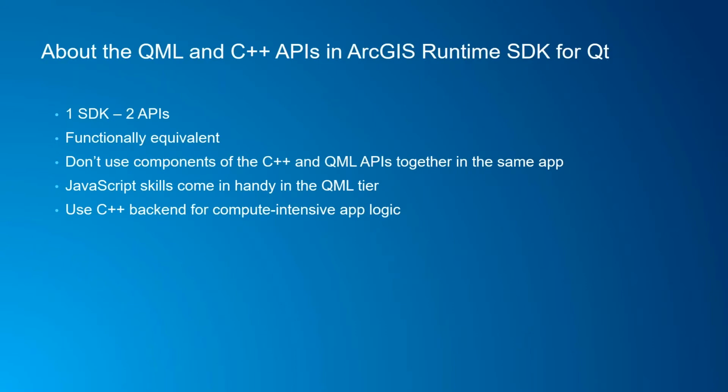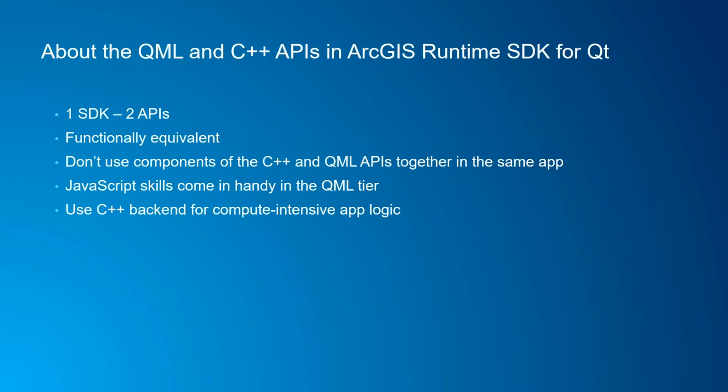Now, you can use QML to be the front end of your application and then use the ArcGIS C++ API in the back, and that is a very common pattern to use. It's important to note also that JavaScript skills come in quite handy in the QML tier. So you can write all your business logic in JavaScript if your applications are all in QML.